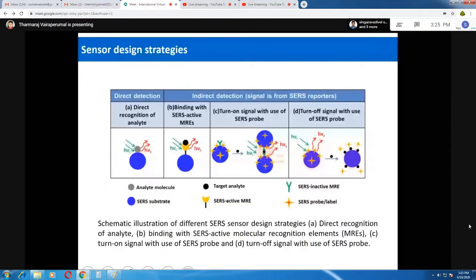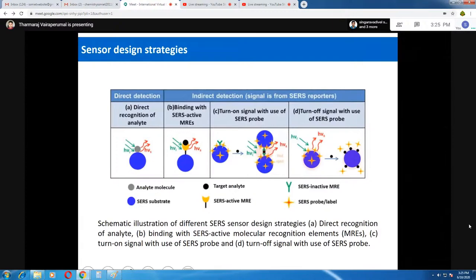The sensing strategy involves designing the molecule and designing the substrate. First is direct detection. There is no need for any additional Raman reporter or other binding receptors to attach to the surface of the Raman SERS substrate. The analyte can directly be detected on the substrate.